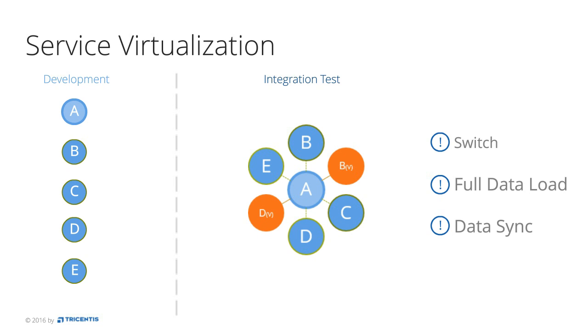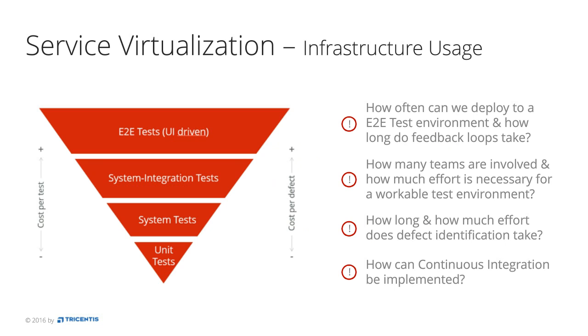But what you may never forget is that you still do all your tests on the end-to-end level. So if I use service virtualization in my integration environment, I still rely on the so-called inverted test pyramid. All my tests are executed end-to-end, basically on the UI. I just fix those systems which prevent me from executing those tests. So ask yourself, how often can you deploy to an end-to-end test environment? And how long do feedback loops take if you test in an environment?